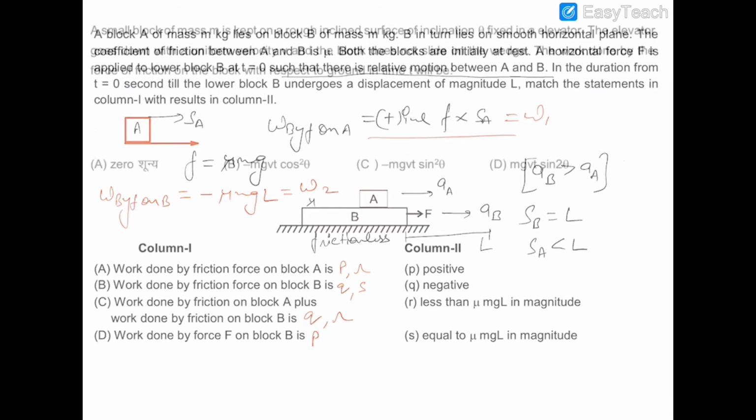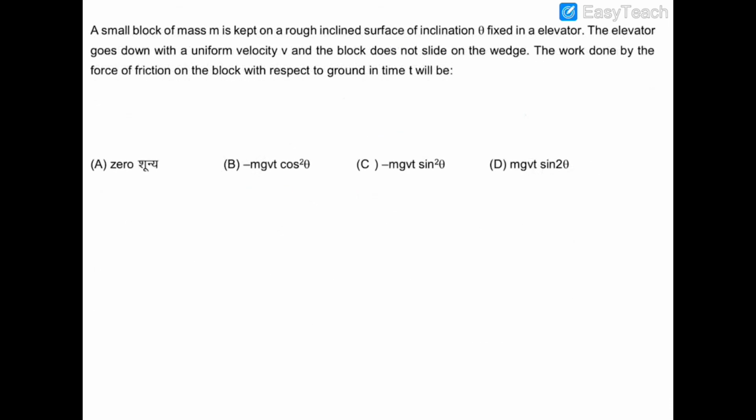Thank you. In this question, there is an elevator. You can see this elevator, and there is an inclined plane which is kept in the elevator like that. This angle is theta, and there is a block which is kept on this incline, and this elevator is going down with the uniform velocity of v.